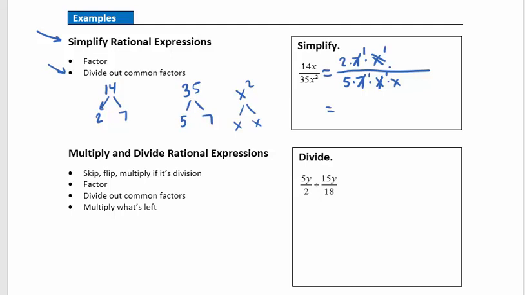So in the numerator, it looks like I have 2 times 1 times 1, or just 2. In the denominator, 5 times 1 times 1, well, that's still just 5. But then times x, the easiest way to write that is 5x. And so I've simplified that first fraction.